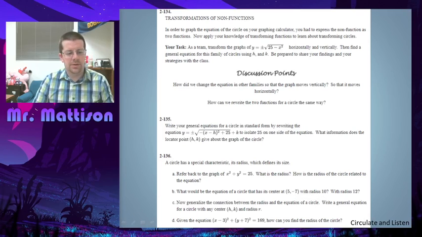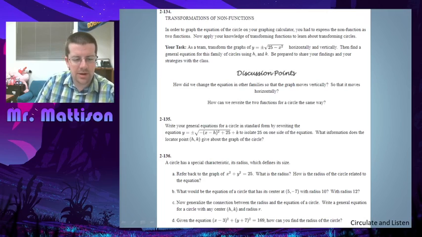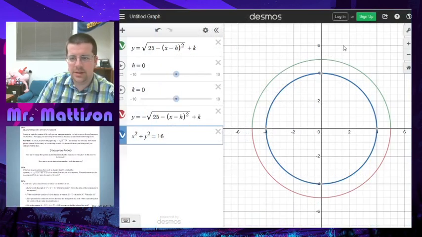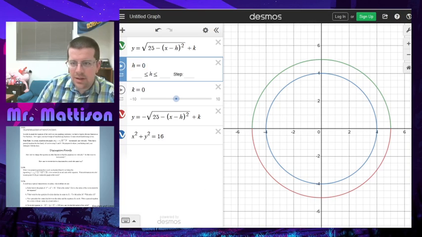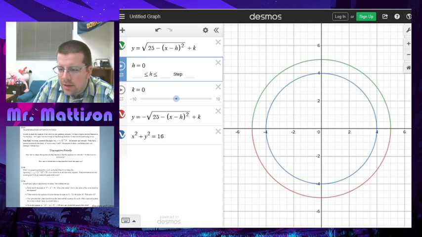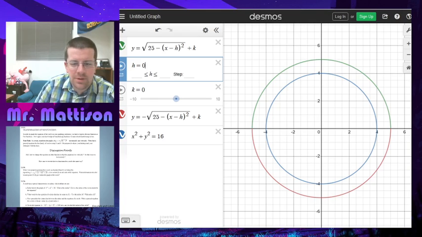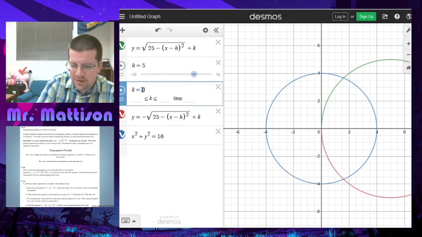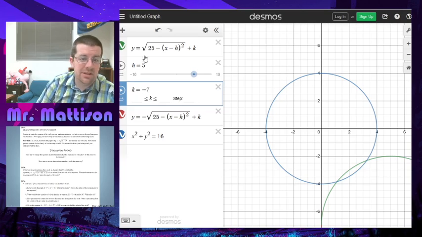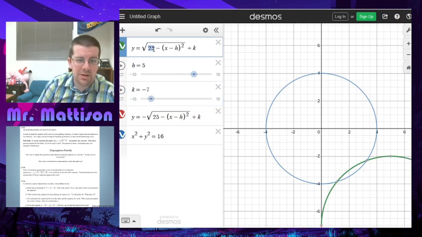So if I go back over to this, right? Let's think about how I can not keep on using these. Because I could say, well, h is, what did it need to be again? It needed to be 5, -7. Okay. So h is 5, k is -7, and then for a radius of 10, I would just change this 25 to 100, right?